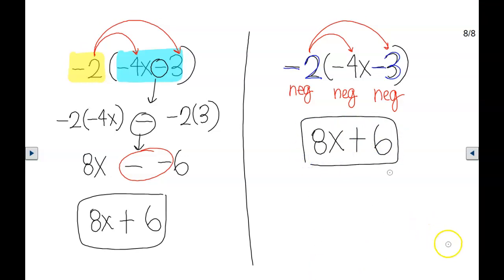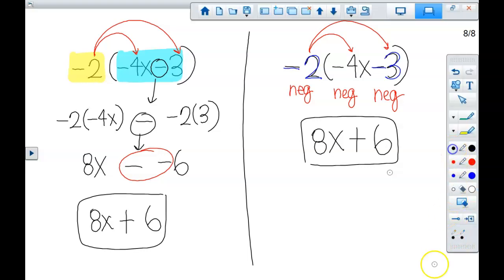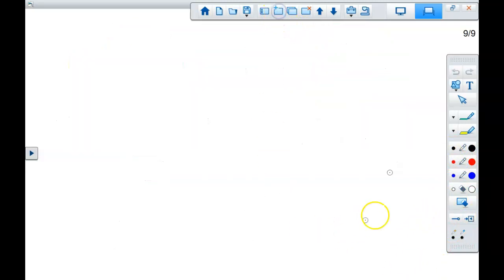So the way that I'm doing it the Algebra 1 way is if something is positive, I put a plus in front of it. If something is negative, I put a minus in front of it. Okay. All right. So let's try a few distributive property problems doing it the way that I've just talked about, okay?